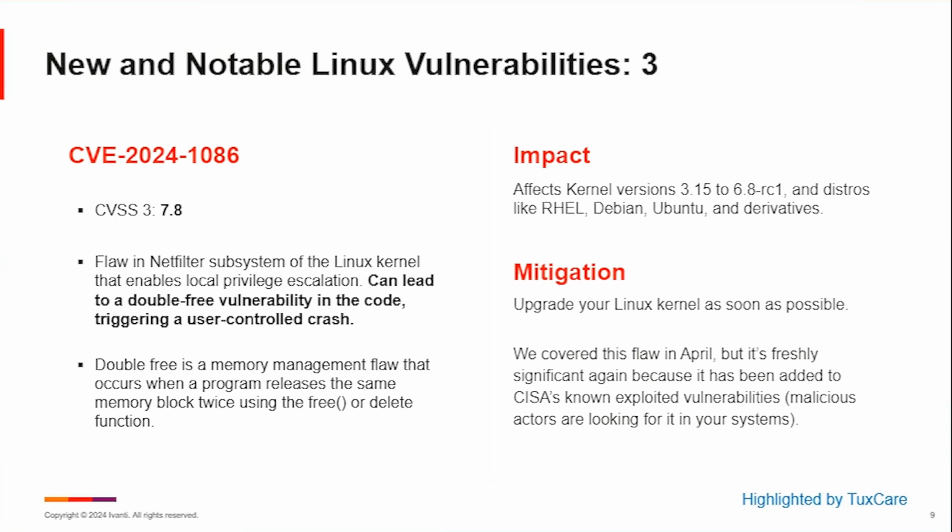It lists out the affected kernels there, so kernel 3.1.5 to 6.8 RC1, and distros like RHEL, Debian, Ubuntu, and their other derivatives. So pretty broad impact on that one. And it has gotten attention high enough to get added to the CISA KEV list. So again, just make sure that you're looking for these 3 CVEs within your Linux environments and make sure that you get those resolved.